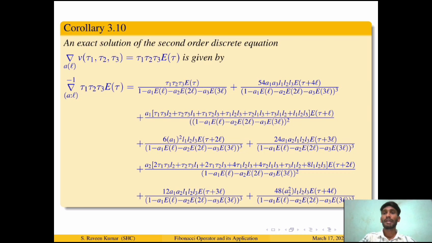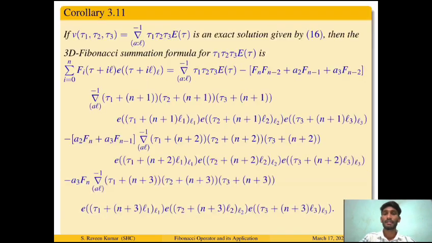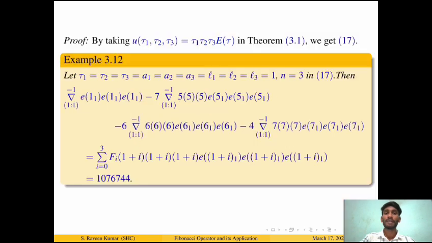Corollary 3.10, an exact solution of the second order discrete equation is given by equation 16. Corollary 3.11, if v of tau 1, tau 2, tau 3 is equal to nabla inverse of u of tau 1, tau 2, tau 3, e of tau is an exact solution given by equation 16, then the three-dimensional Fibonacci summation formula for tau 1, tau 2, tau 3, e of tau is given by equation 17.